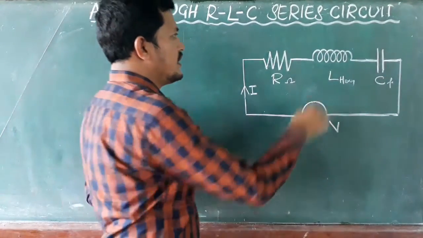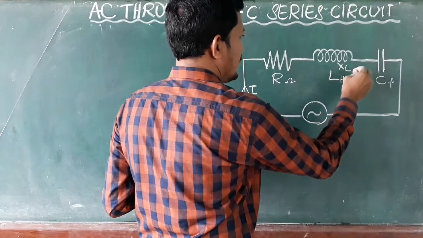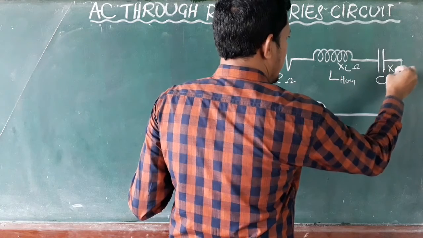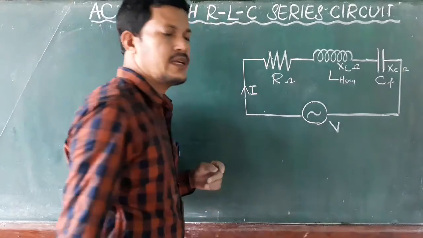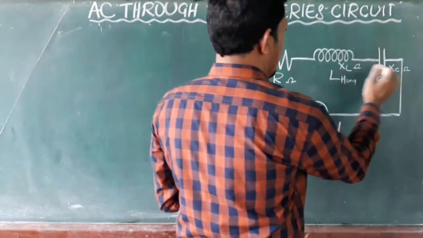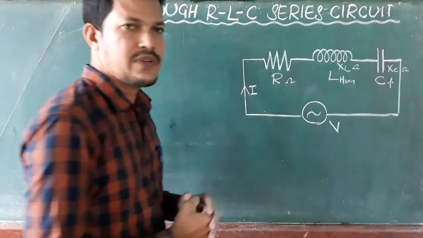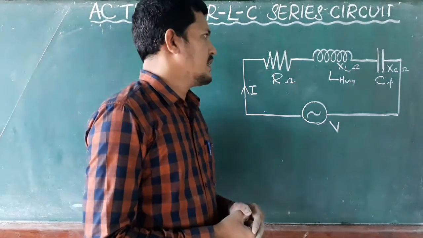So, we have to find its XL value, that means inductive reactance in ohms, and its capacitive reactance value, its XC value, which is also in ohms. So we are making all in the same units. Next, we are using XL and XC instead of L and C. Clear? XL equal to 2 pi FL and XC equal to 1 by 2 pi FC.